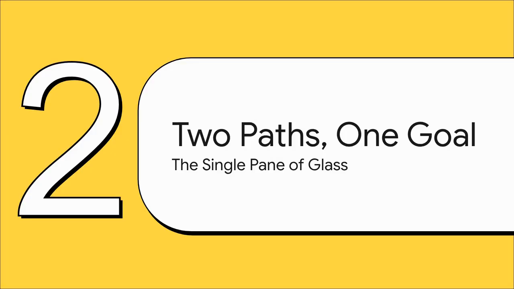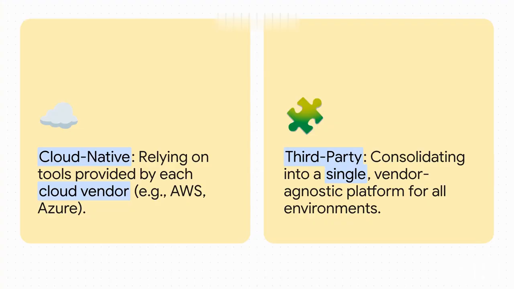Okay, so to try and solve this puzzle, two main ways of thinking, two dominant philosophies have really come to the forefront. Now, both are chasing that same holy grail, that single pane of glass. But boy, do they take different roads to get there. So on one side, you've got the cloud-native approach. This is where you just use the tools that AWS, Azure, or GCP give you, right inside their own worlds. And then on the other side, you've got the third-party platform. This is the one that promises that unified view by sitting on top of all your different environments.